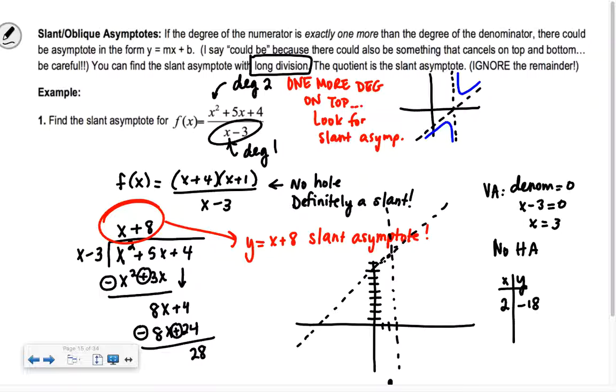Now, if you wanted to find things like the y-intercept, that would be easy to do. Can you guys do the y-intercept? Plug in 0 for x. What do you get when you plug in 0? Negative 4/3, which is negative 1.333, right? So that would be somewhere in here. So that kind of tells us where we're turning. We're turning a little bit early. And then we're going to go along that.